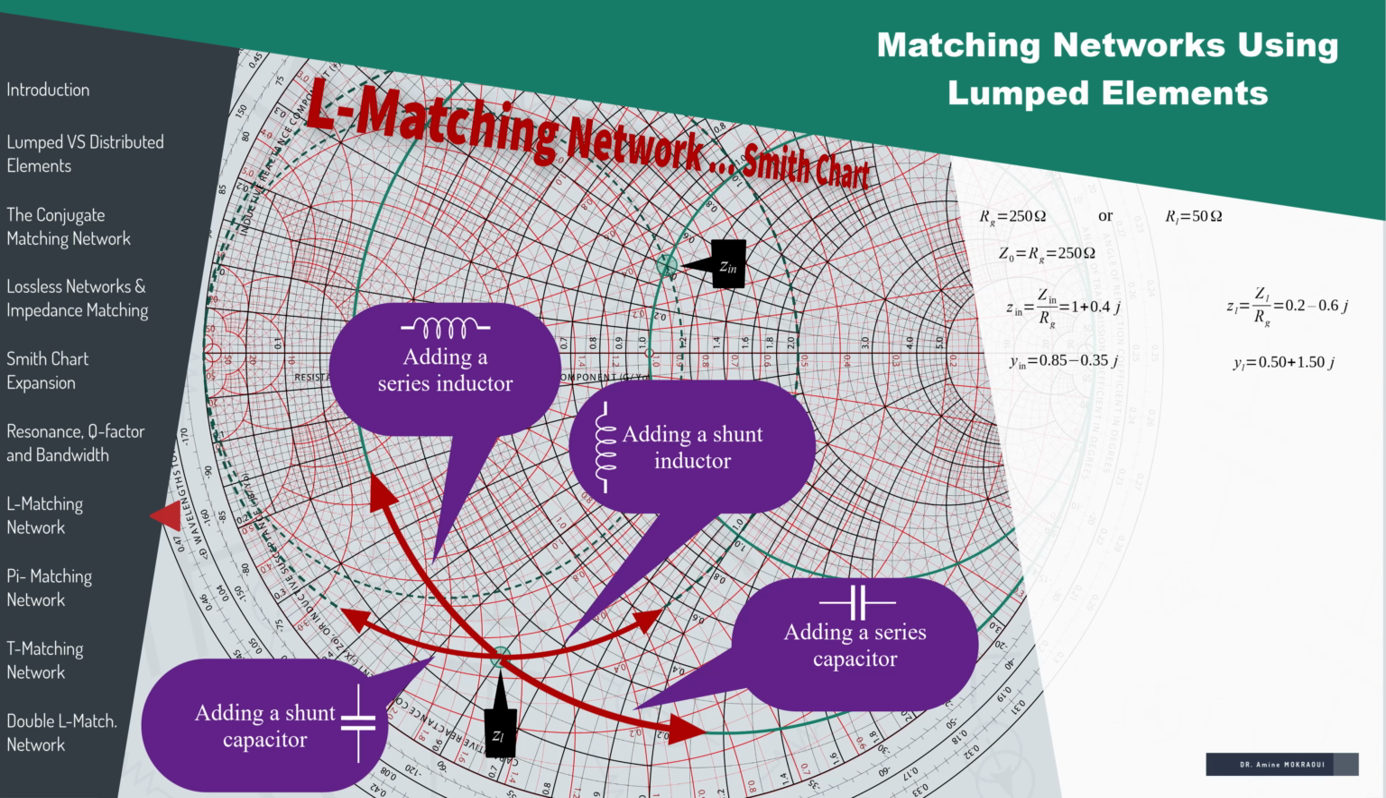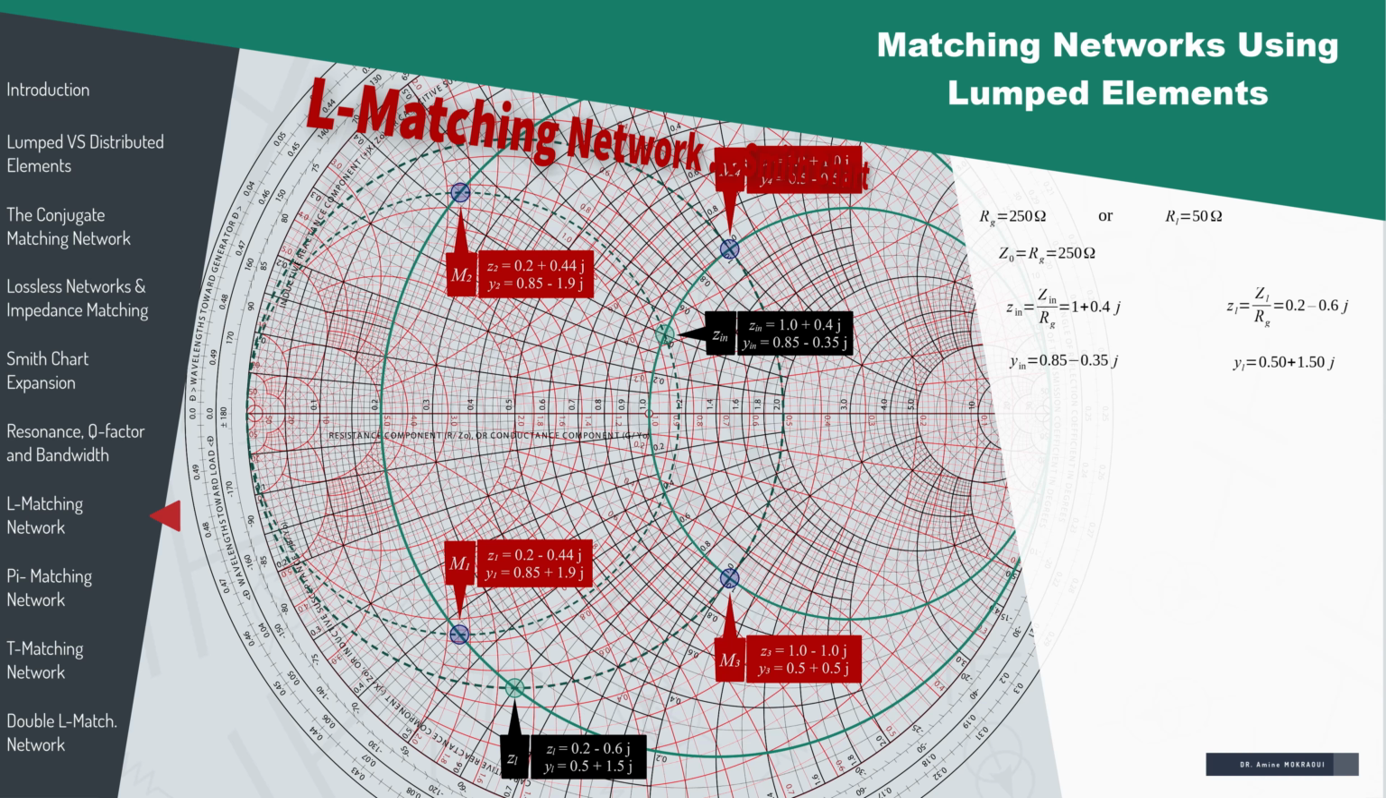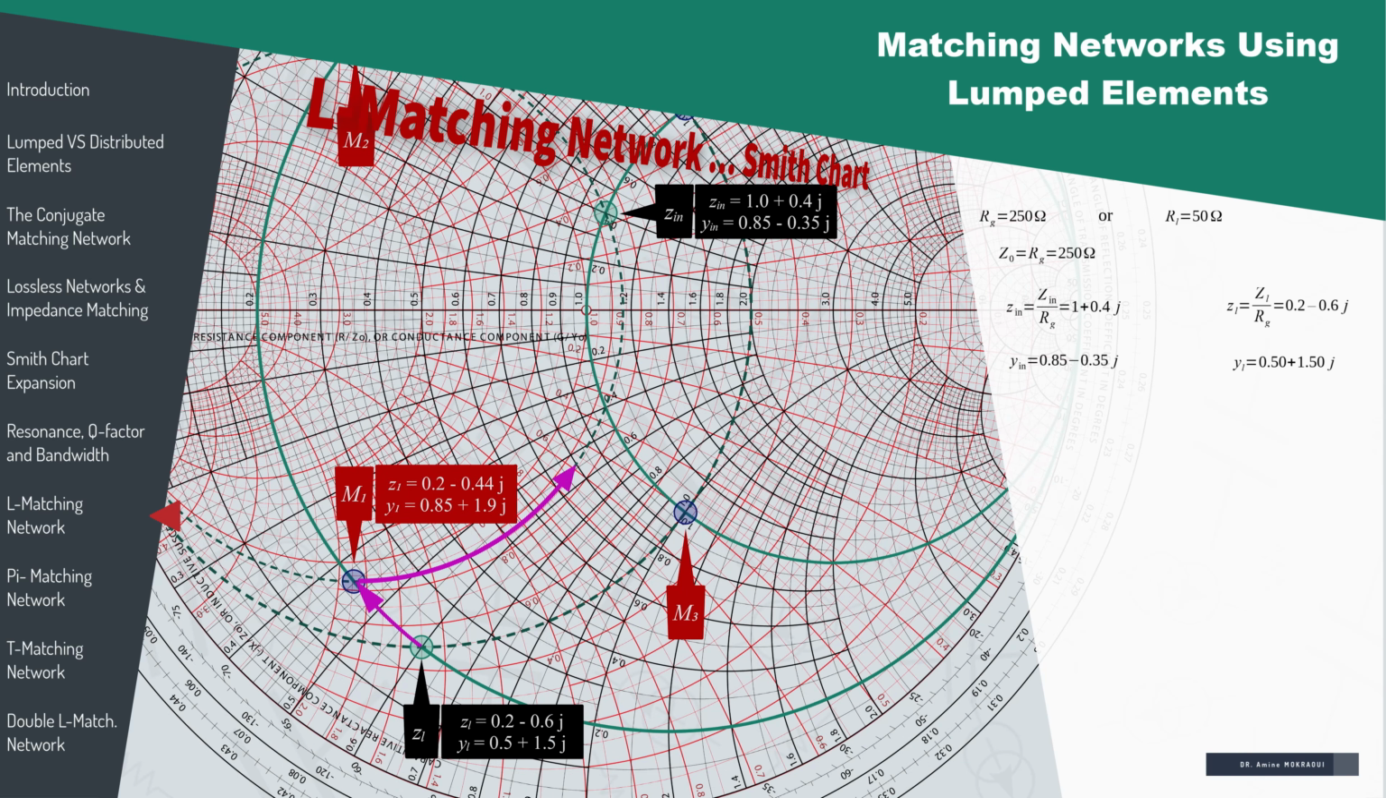Depending on whether we are solving for the forward or reverse configuration, we could either start with an R circle or a G circle. Now we identify the paths from ZL to Zin. As we have 4 intersection points M1 to M4, 4 solutions are conceivable. The first path consists of moving from ZL to the point M1, then from M1 to Zin, where M1 corresponds to Z1 equals 0.2 minus 0.44j, or Y1 equals 0.85 plus 1.9j.